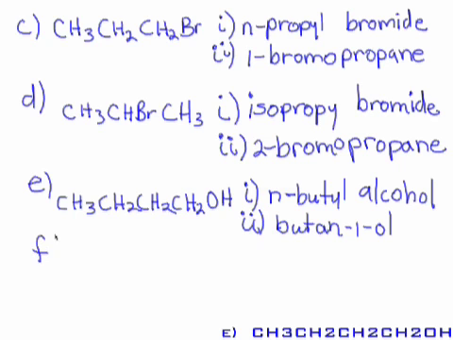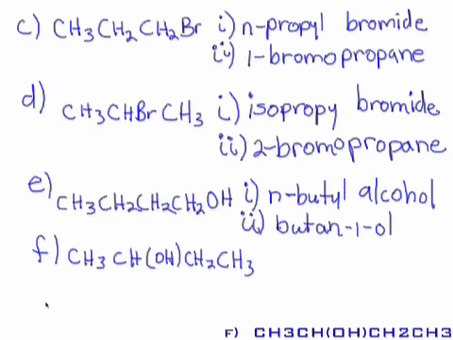F, you were given a CH3, CH, bracket OH, CH2, CH3. Again, I would write this out on scrap paper just so I can easily see the structure. The OH is clearly attached to this carbon. It must be attached to make sure every carbon has 4 bonds to it.